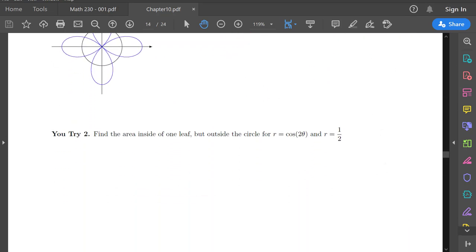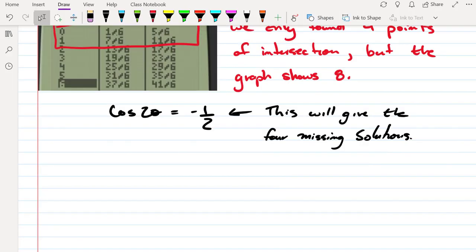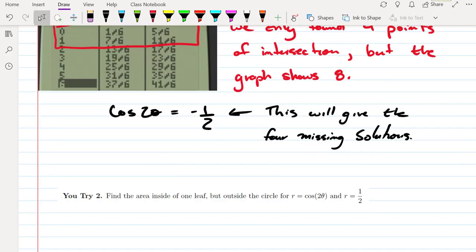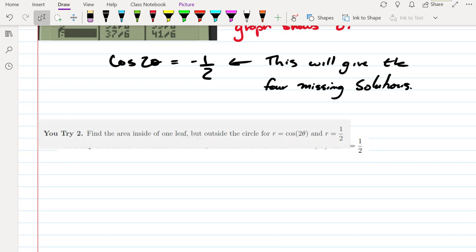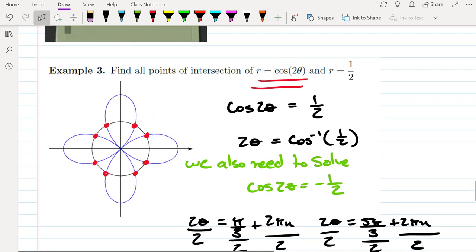So now it is your turn. Please go ahead and do this Try. Find the area inside of one leaf, but outside of the circle for r equals cosine 2 theta and r equals 1/2. Luckily, we just found these.